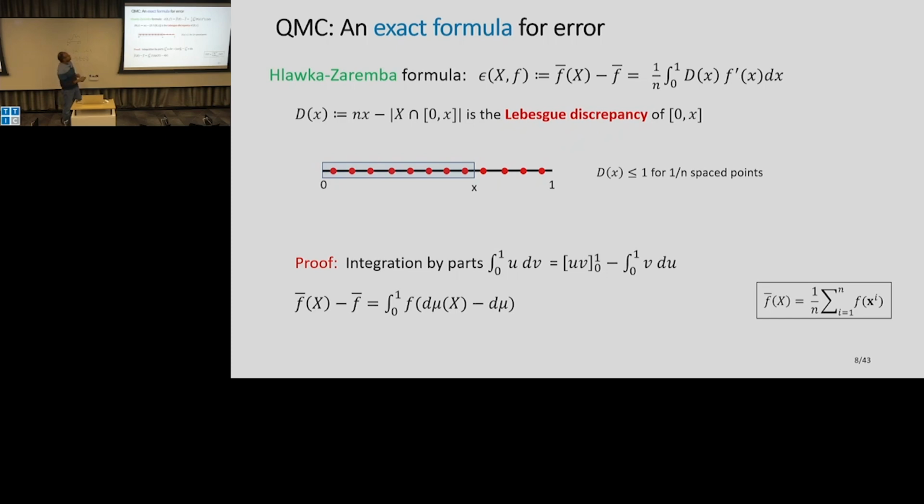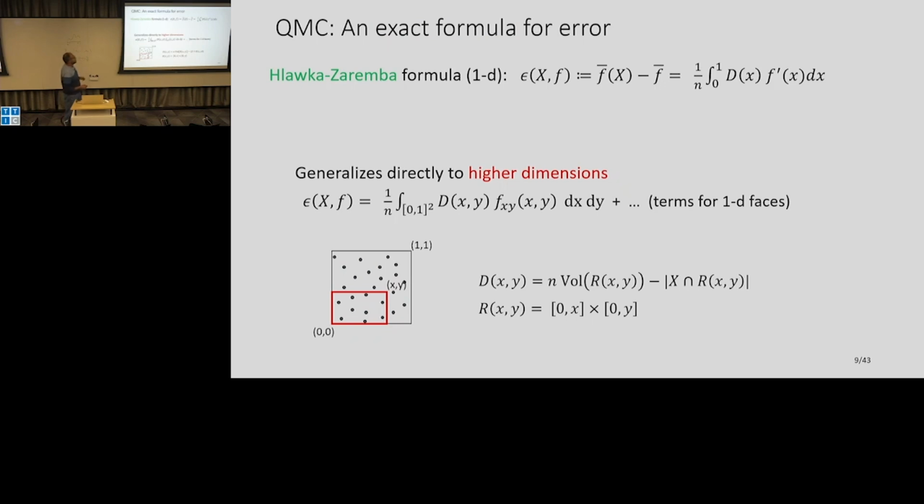Good. So this formula will be kind of important for us, and I think this was discovered even in like the 50s and 60s. It has a name, the Hlawka-Zaremba formula. Now, why is this interesting? Because everything generalizes very nicely to higher dimensions.